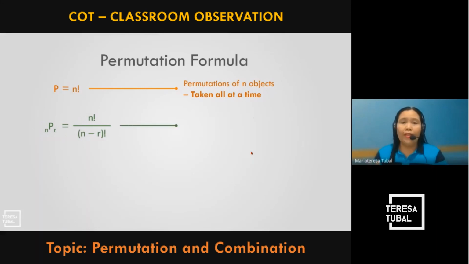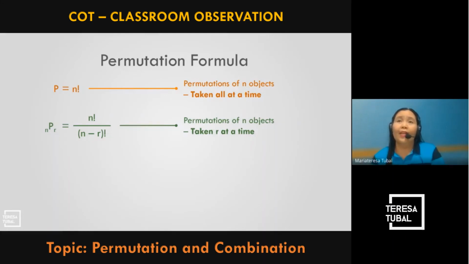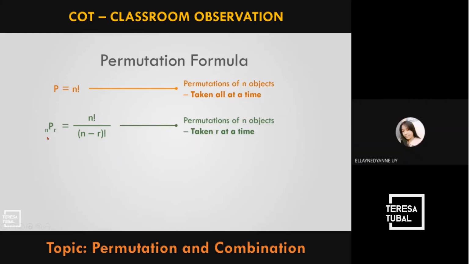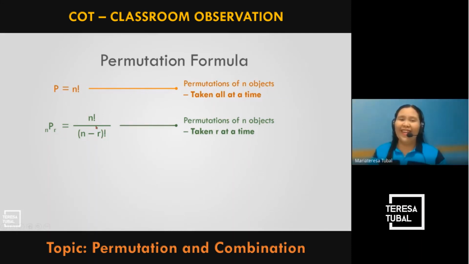What if there's a restriction that permutations of n objects taking r at a time? What is the formula? Yes, Elaine? NPR equals n factorial over n minus r factorial. Okay, correct. So, the exclamation point, that could be the factorial.